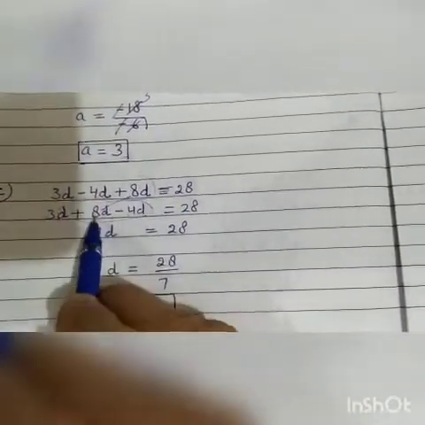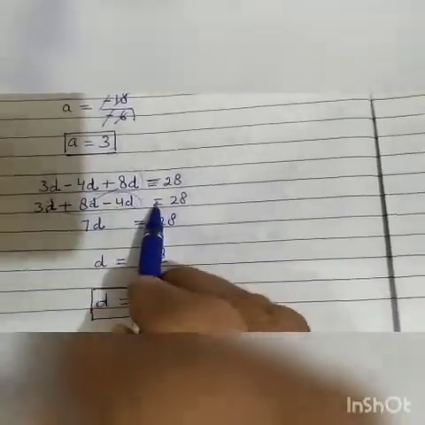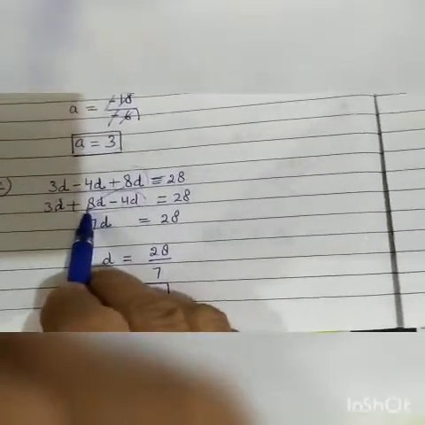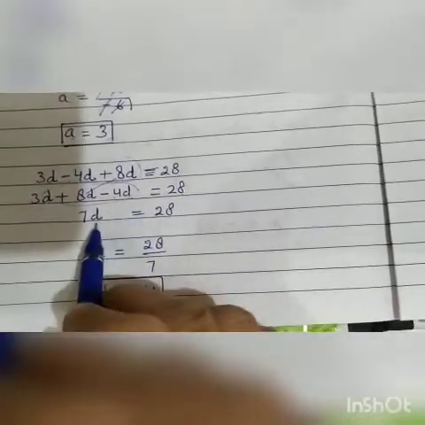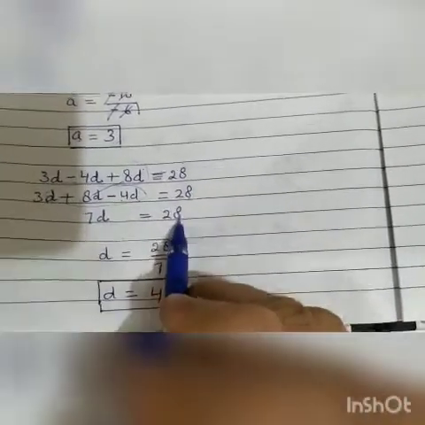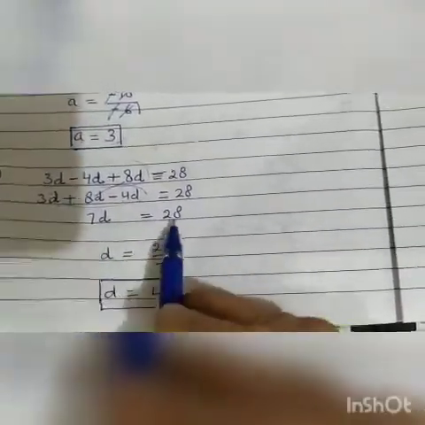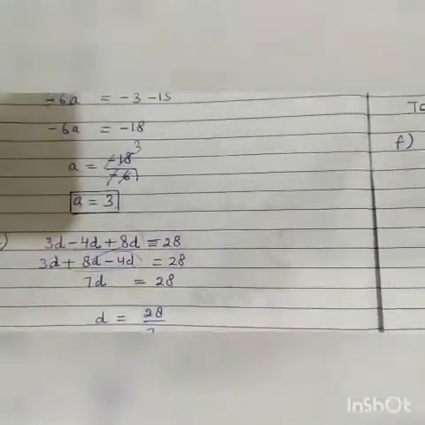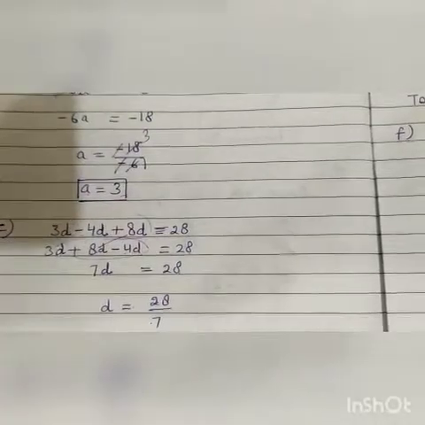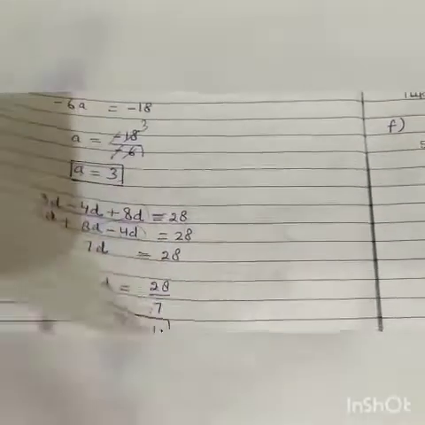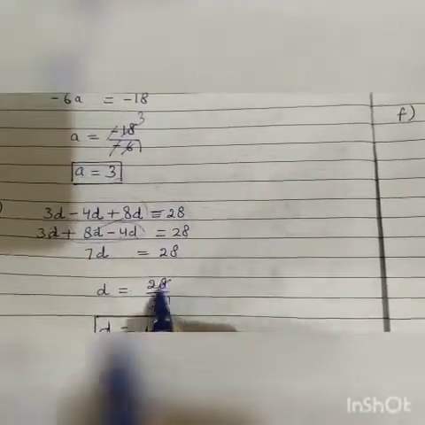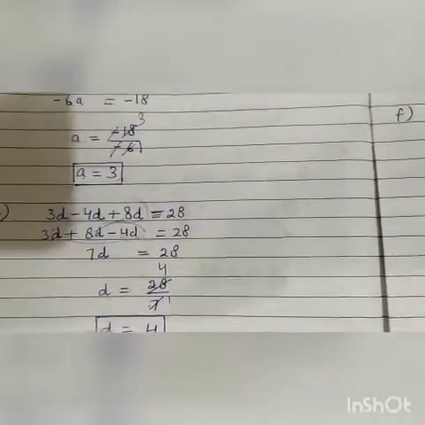So 3d plus 8d minus 4d equal to 28. 3d plus 8d, 3 plus 8, is 11d. 11d minus 4d means 7d. 7d is equal to 28. Then d is equal to 28 upon 7. As I told in the previous two questions, 7d will be considered as 7 multiplied by d. So d is equal to 28 upon 7. 7 ones are 7, 7 fours are 28. D is equal to 4.